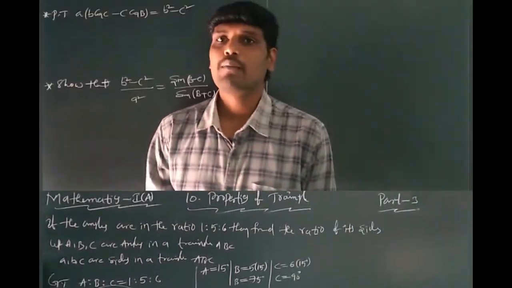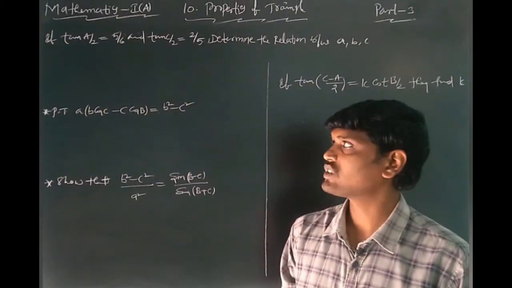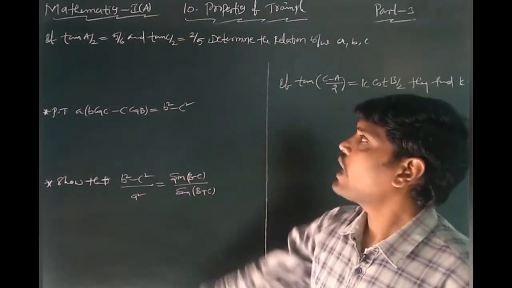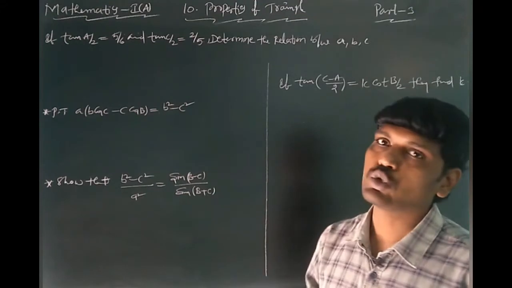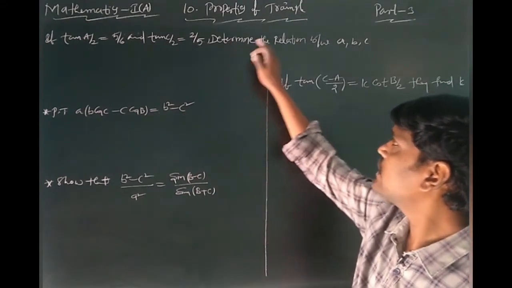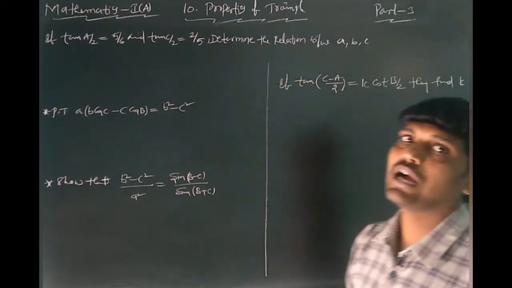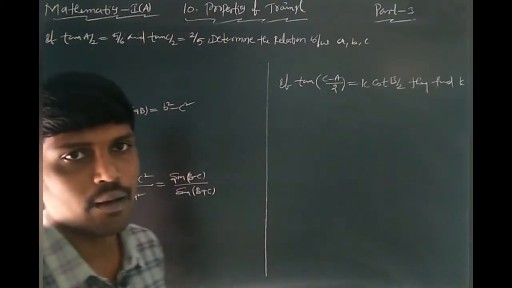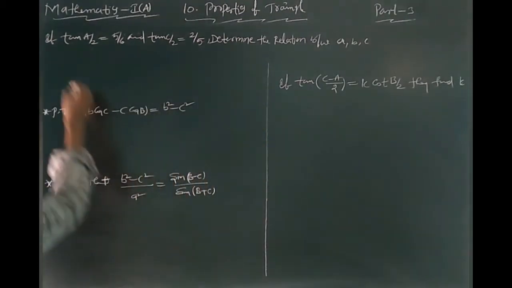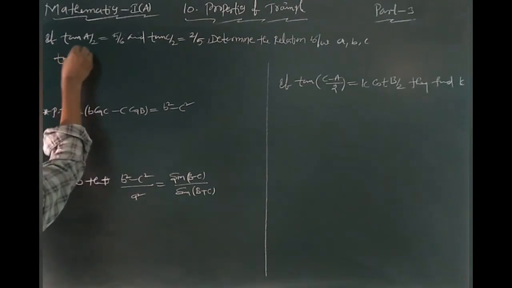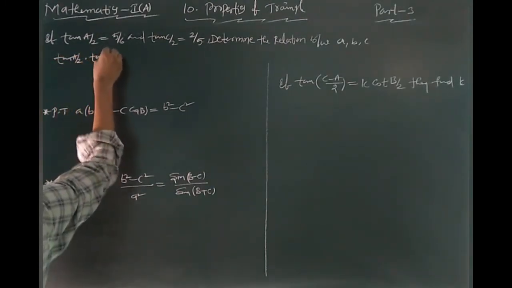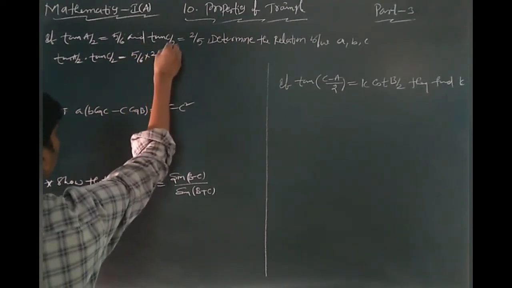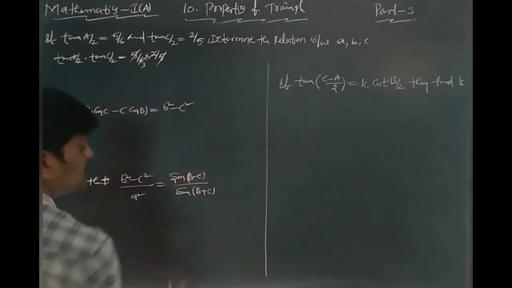Today's assignment problems are homework problems. The first one: if tan A by 2 equals 5 by 6 and tan C by 2 equals 2 by 5, determine the relation between a, b, c. This is a very important repeated problem, 4 marks. Tan A by 2 into tan C by 2 equals 5 by 6 into 2 by 5. Then 5 by 5 cancels, 2 by 6 is 1 by 3.